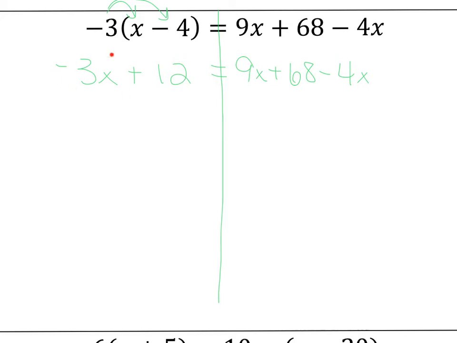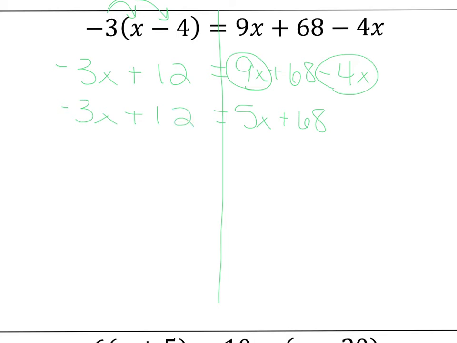Remember, we're only looking at one side at a time. Negative 3x and 12 are not like terms, so I cannot do anything there. But on the right side, I've got a 9x minus 4x, and they're on the same side of the equal sign. The equal sign's not between them. So I'm going to do 9x minus 4x, that gives me 5x plus 68, and then I need to copy the rest. Copy the equal sign, copy the negative 3x plus 12.